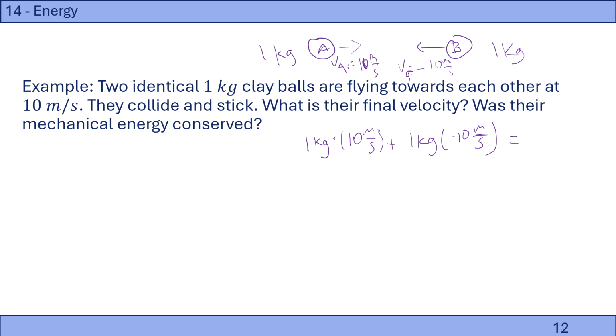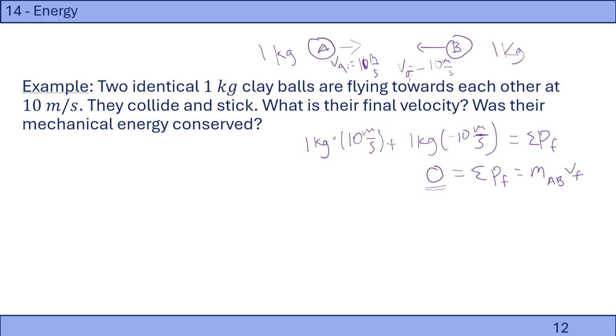It should be equal to the sum of P final. Well, you see, you have plus and minus the same thing, and this is going to be equal to 0. 0 is the sum of P final, and since they stick together, P final is really just going to be the mass of both together, so mass AB times VF. And so that means that VF is 0. It has to be in order for the final momentum to be 0.